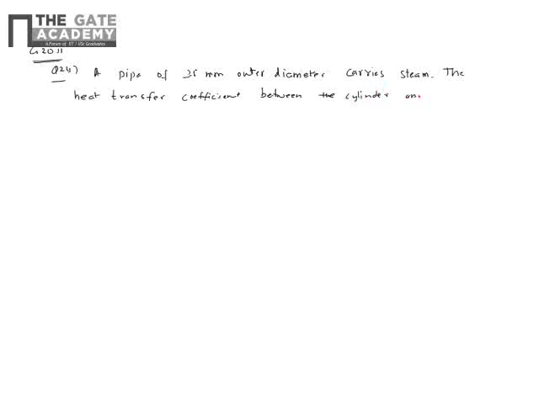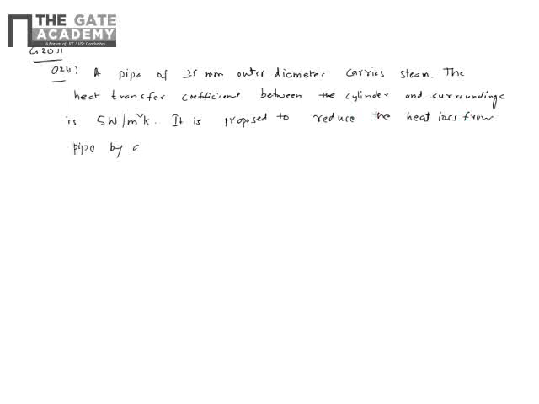You need not have any other material in your hand. You can just look at this video and concentrate on it. This is the heat transfer coefficient. Now it is proposed to reduce the heat loss from the pipe by adding insulation having a thermal conductivity of 0.05 watt per meter Kelvin.